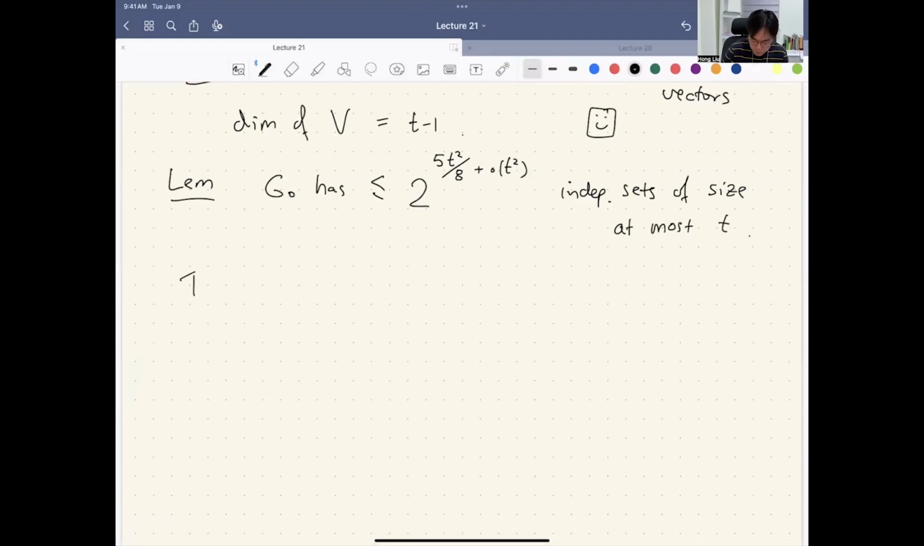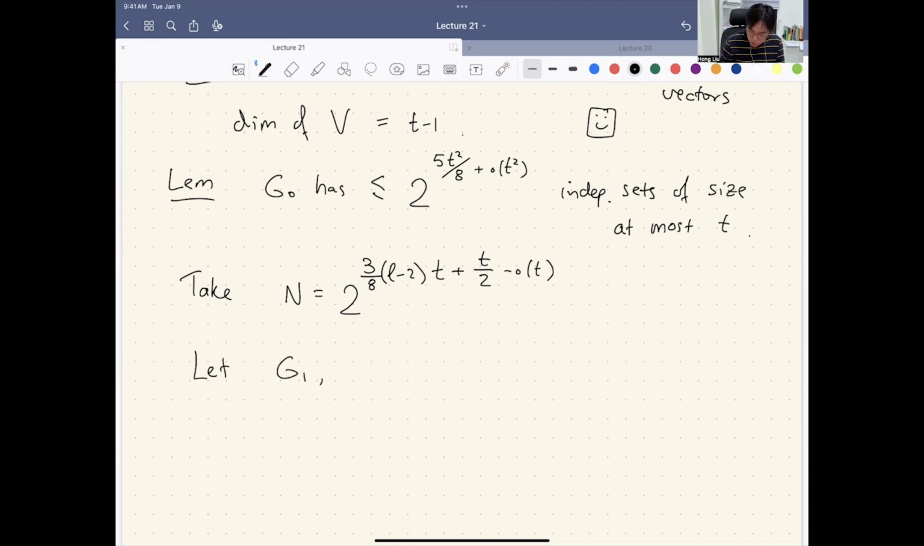So we're going to take n to be 2 to the 3 over 8 L minus 2 t plus t over 2 minus little o t. So this will be our capital N. Now we're going to consider an n vertex blow up of G0.